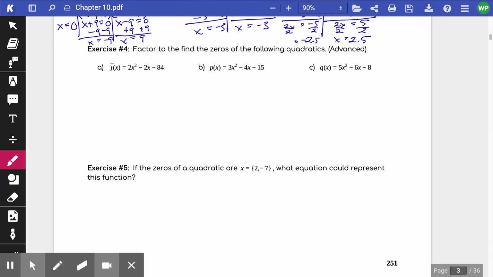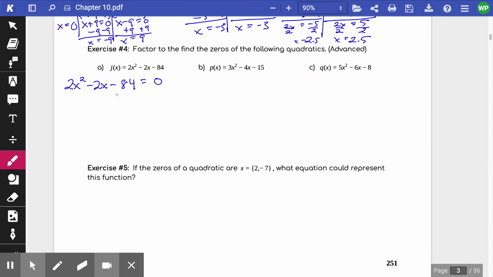And finally, we have exercise number 4, which is the advanced problem. And what we're going to do here is combine all of our knowledge of factoring to see what we could do to this equation right here. So let's start off by setting it equal to 0. We have 2x squared minus 2x minus 84 equals 0.